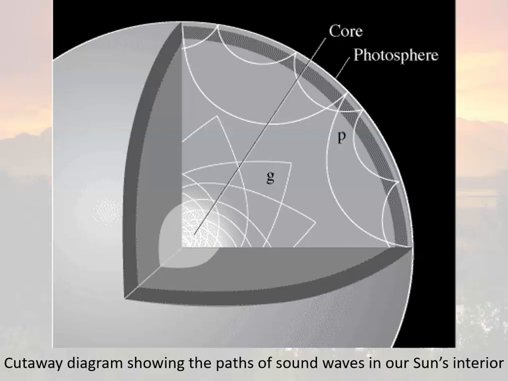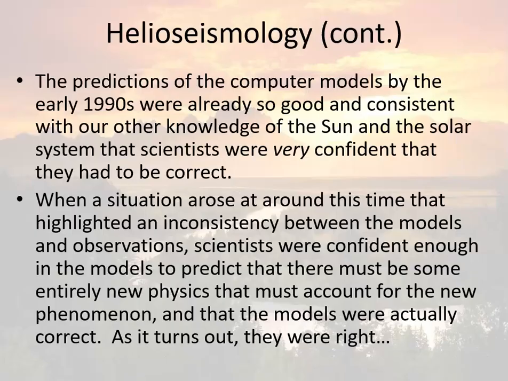So another cutaway diagram showing paths of sound waves in our sun's interior, and these are the types of things that can be measured. Now, interestingly, we have a very nice understanding nowadays of how our sun generates its energy in accordance with the theory that was made back in the late 1940s, early 1950s concerning the proton-proton chain and how much energy that generates and being able to potentially be measured.